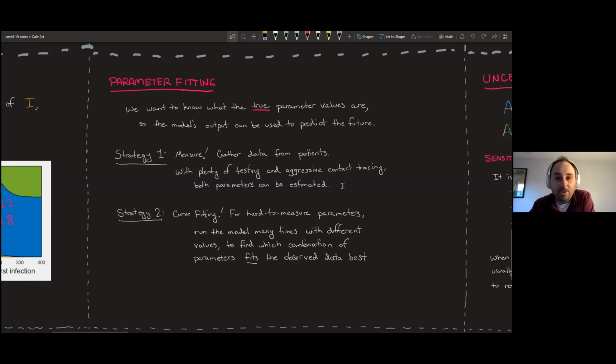Well, if you can, you measure the parameters. You go out there, you keep track of how long people are sick for, how many interactions they're having in a day, and so on. Often that's really difficult, especially at the beginning of an epidemic.